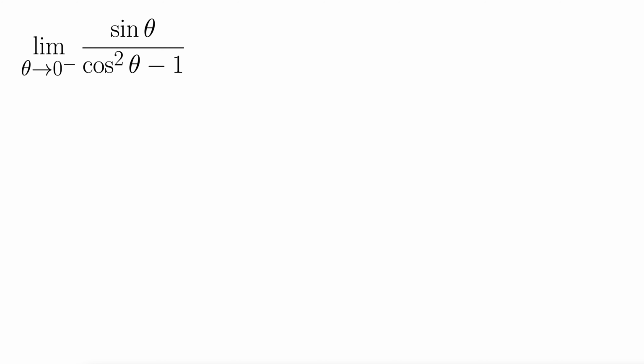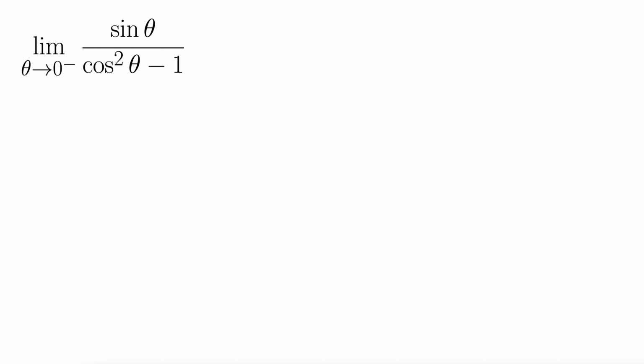In this example, we are looking to evaluate the limit as x goes to 0 from the left of sine theta over cos squared theta minus 1. The first thing to do in evaluating a limit like this is to go ahead and plug in 0 for theta just to see what happens, to see what kind of situation we're looking at.